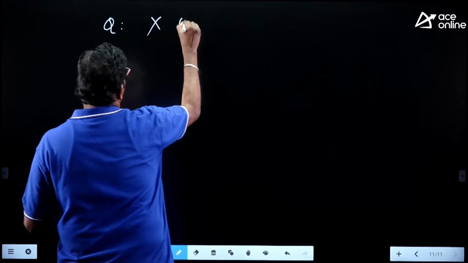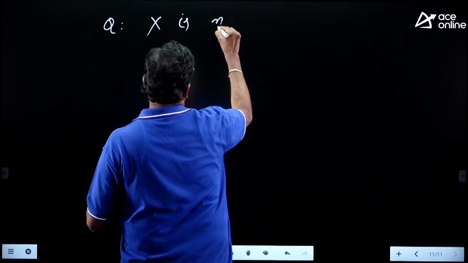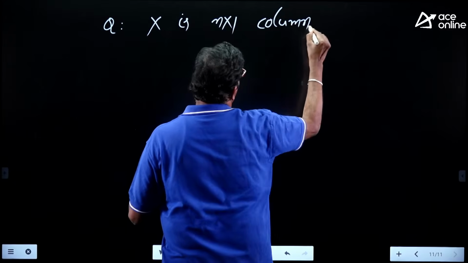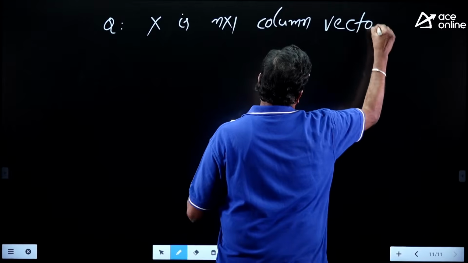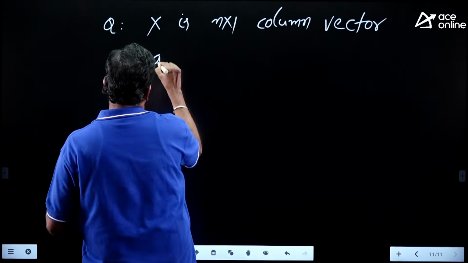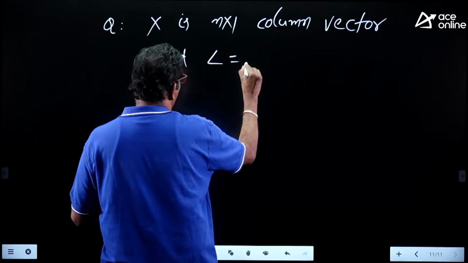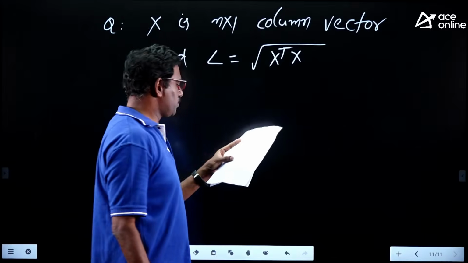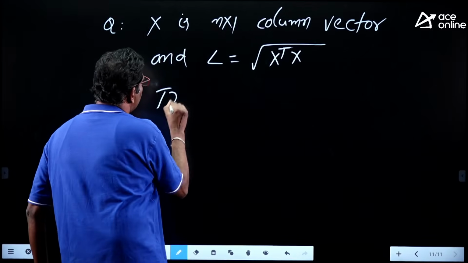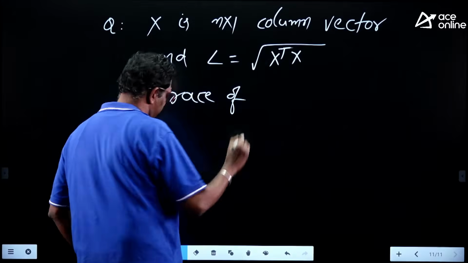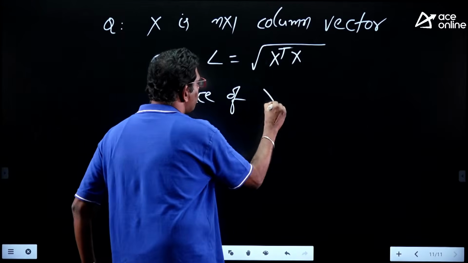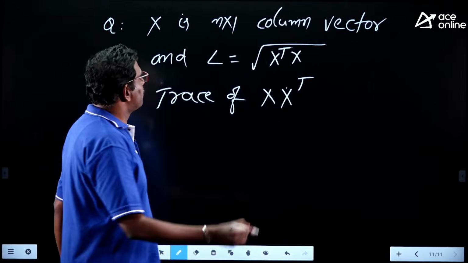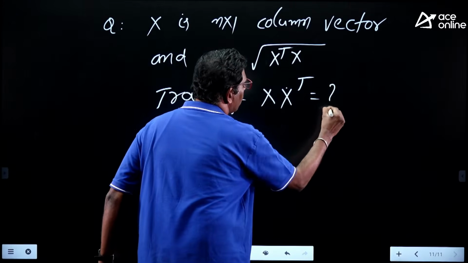One vector capital X is given as an n by 1 column vector, and L is equal to root over X transpose into X. Now the question, based on students' memory, is: trace of X into X transpose is equal to what?